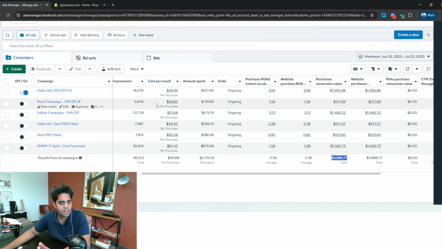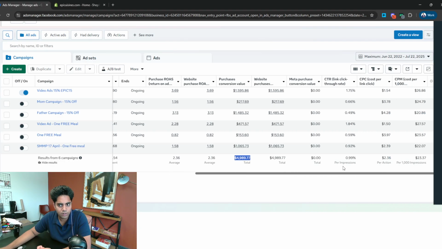Okay, so now we look at all of these metrics, and the other metrics that we want to look at are click-through rate. So click-through rate is a really important metric. This basically tells us how good the ad is. This is the percentage of people that actually saw the ad versus how many of them actually clicked on it and then clicked on the link. So 1.75 means for every 100 people that saw the ad, 1.75 or nearly 2 people, clicked on the ad and went to the next page.